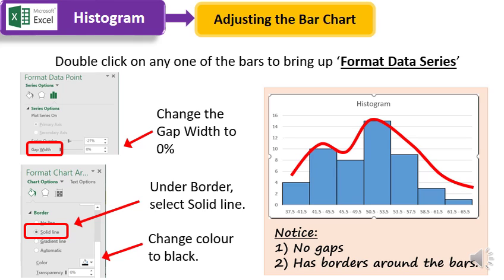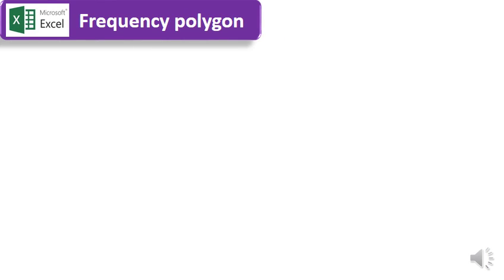There's the pattern we see in our histogram. Notice it goes up with the little peak, dips down, goes up to a higher peak, and then goes down and trails off to the right hand side. We're going to see that pattern just now in our frequency polygon.